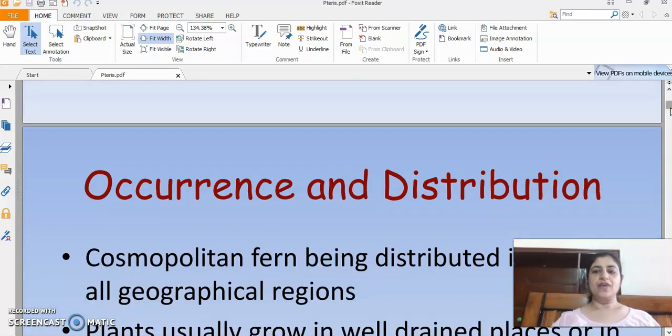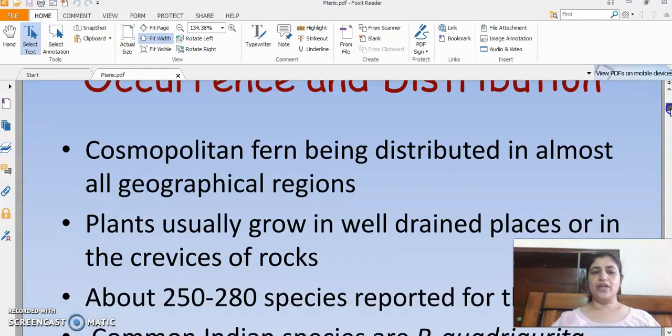Now, where can we find Pteris? Pteris is very common in occurrence. It's a cosmopolitan fern which is distributed in almost all geographical regions. Even you will find it near you. So the plants usually grow in well-drained places or in the crevices of rocks.